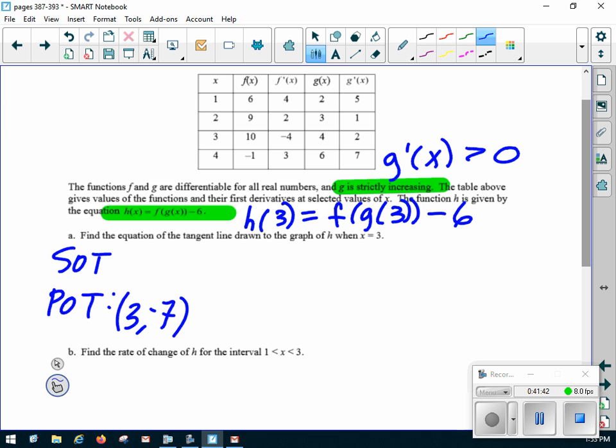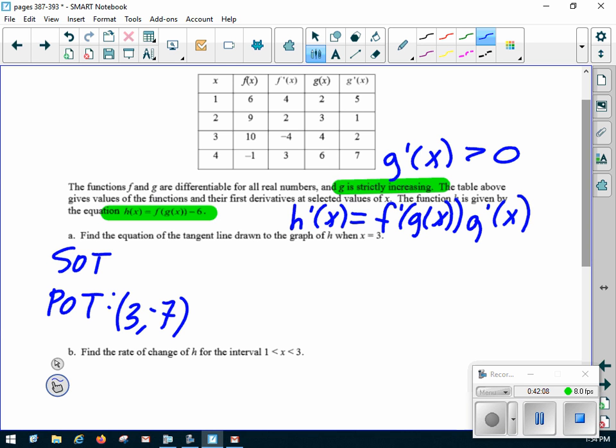What's the slope of the tangent line? Let's find the derivative of h. Oh my goodness. It's a peanut M&M. f prime of g of x, the derivative of the outside. Eat the candy off the outside. And that's it. Good.